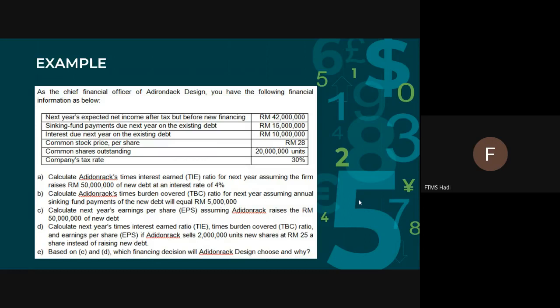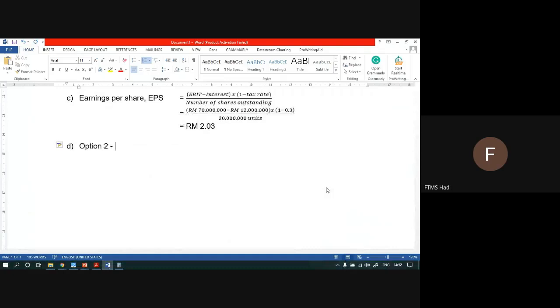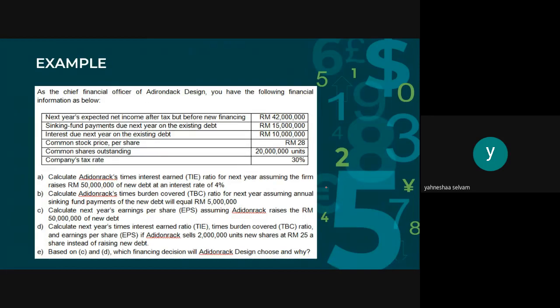So the first step is option 2. I just put here option 2, selling new shares of 2 million units. For question C, they ask about raising 50 million of new debt. Yes, fair enough.